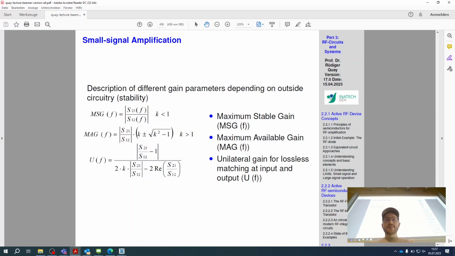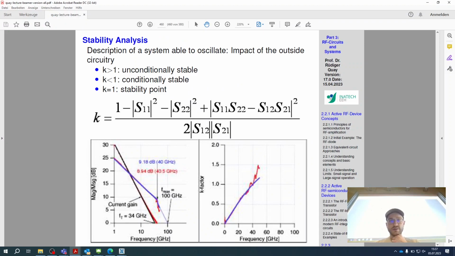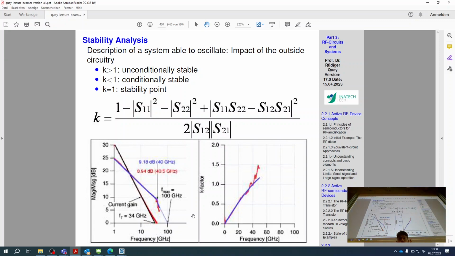The MAG, the maximum available gain, then comes into the formula with this K factor, the stability factor, and the stability factor is defined as seen in this case. The stability factor is a relationship of the S parameters. So it's the relationship of how much of your energy wave is being accepted by the transistor, how much is being reflected away, and so forth in this constellation.